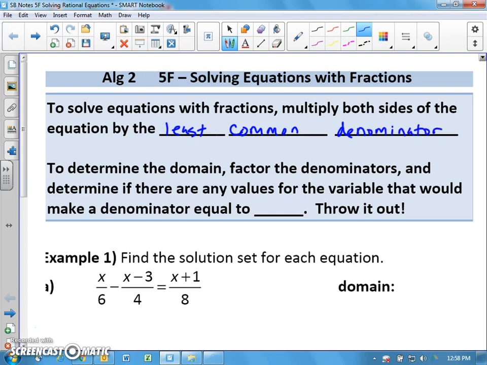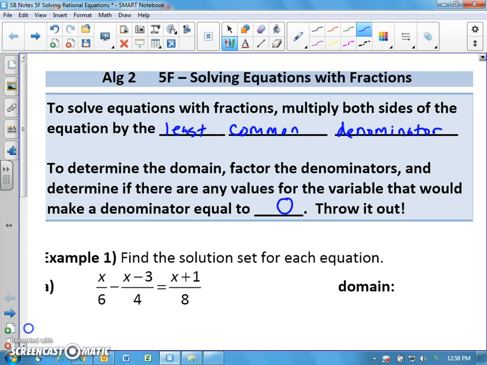To figure out the domain, you're going to factor your denominators and determine if there are any values for the variable that would make your denominator equal to 0. Since dividing by 0 makes the world explode, we have to throw those out.